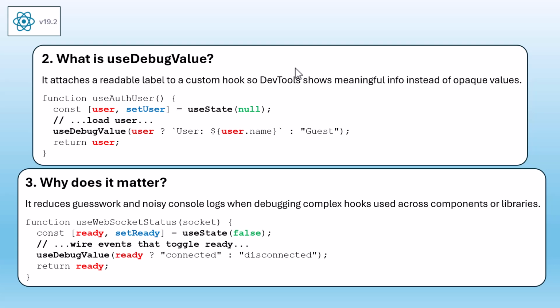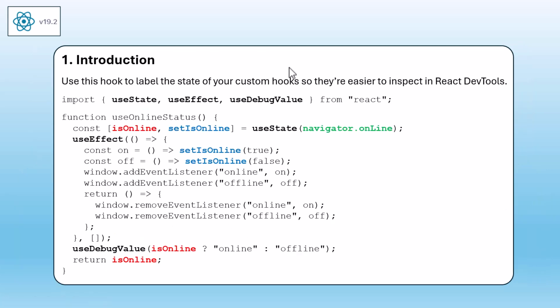3. Why does it matter? You might ask, isn't it enough to just rely on console logs or plain state values? Well, in many simple cases that's true, but when you're building reusable, sophisticated hooks, ones that maintain internal state, read from subscriptions or context, transform data, or combine multiple concerns, the ability to quickly inspect the meaning of that hook state in DevTools becomes a real productivity boost.